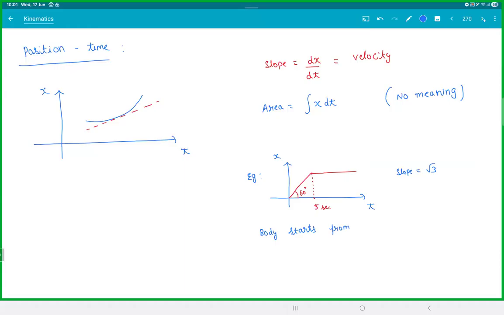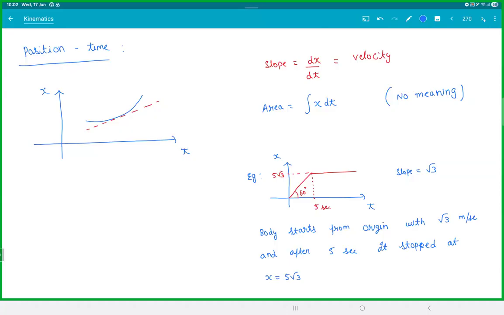So seeing a graph, you can tell what happened with the body. It started from origin with root 3 meters per second. This is 5 root 3. And after 5 seconds, it stopped. Velocity became zero. Slope became zero. It stopped at 5 root 3. There. That is the scenario.